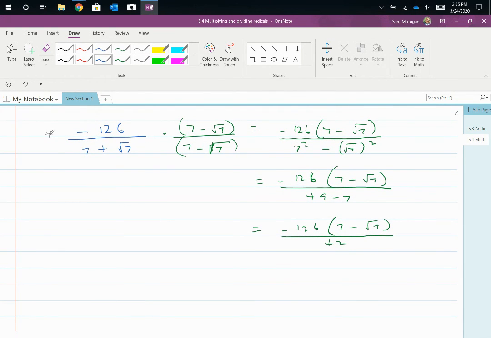And we can divide 42 into 126 3 times. So this is negative 3 into 7 minus square root 7, which is negative 21 plus 3 square root 7.